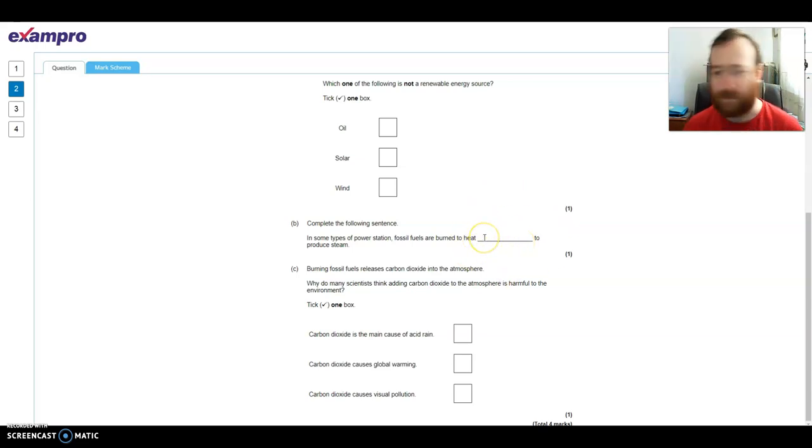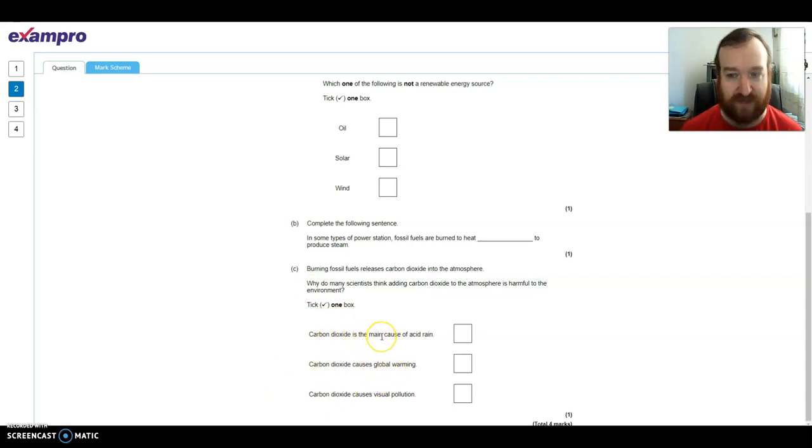Okay, let me just... Good clue. Burning fossil fuels releases carbon dioxide into the atmosphere. Why do many scientists think that adding carbon dioxide to the atmosphere is harmful to the environment? So which of these is the most relevant?